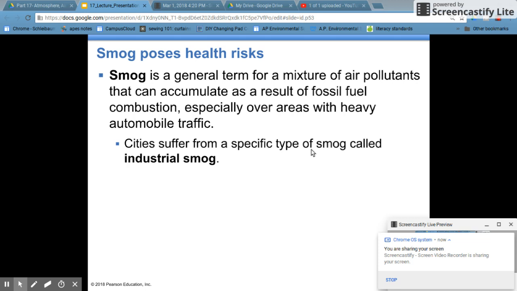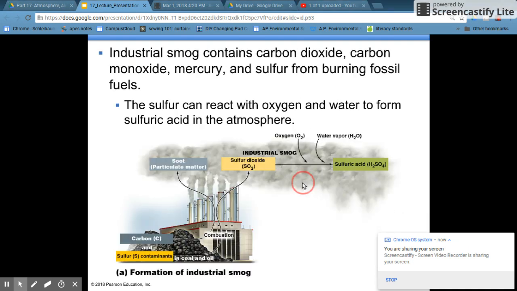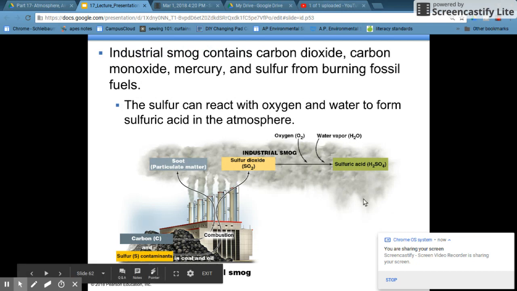Okay, welcome to part three of the pollution lecture. This part deals with smog. Smog is just a general term that means a mixture of air pollutants that come from combustion of fossil fuels and typically tend to be a problem in areas that have a lot of traffic. First, we'll talk about industrial smog.